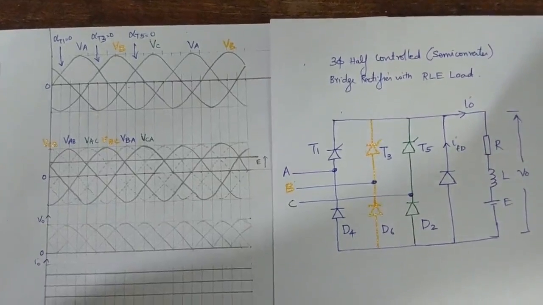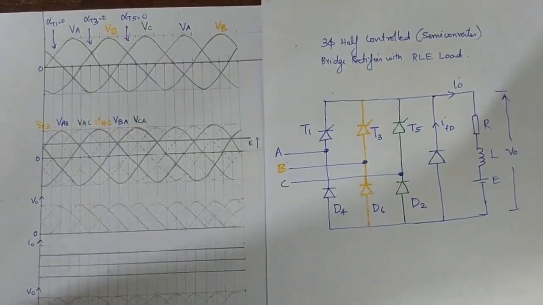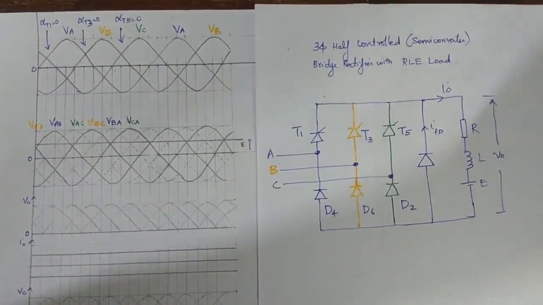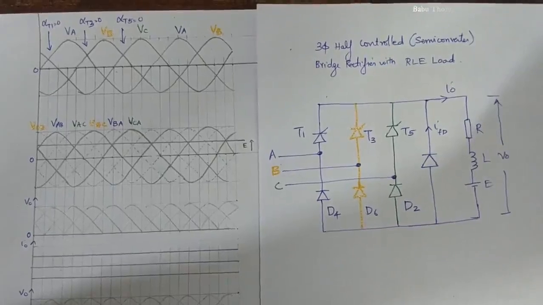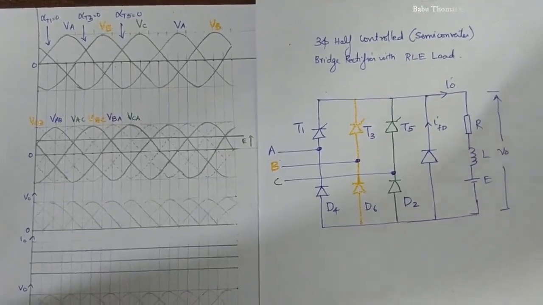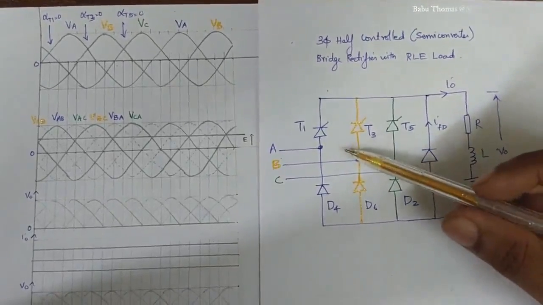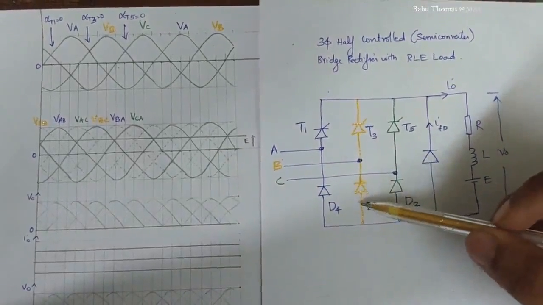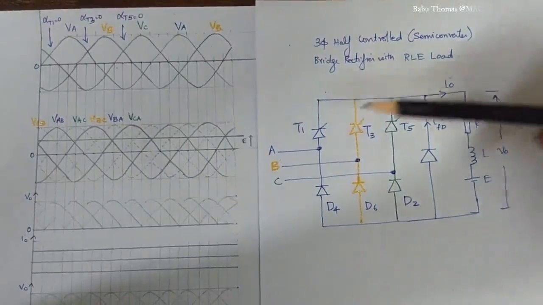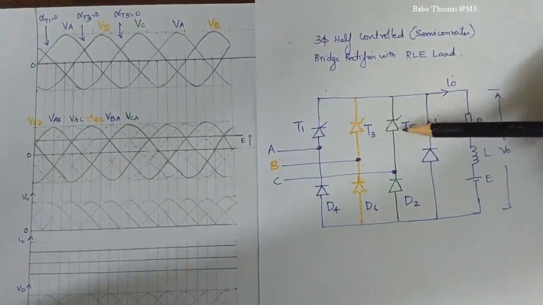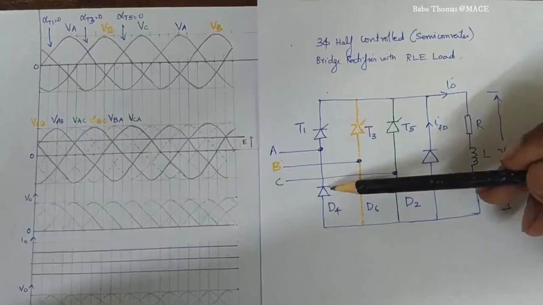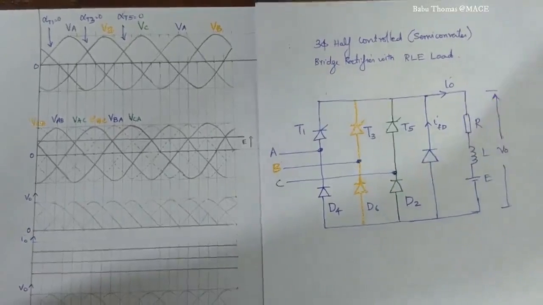Hi everyone, now we are going to discuss a three-phase half-controlled converter, which is also known as a semi-converter, with RLE load. So we have 3 thyristors and 3 diodes, and we are using a symmetrical configuration, that is, all the thyristors are in the upper half and all the diodes are in the lower half. And we have our thyristors T1, T3 and T5 occupying the positive group, and D2, D4 and D6 occupying the lower group.